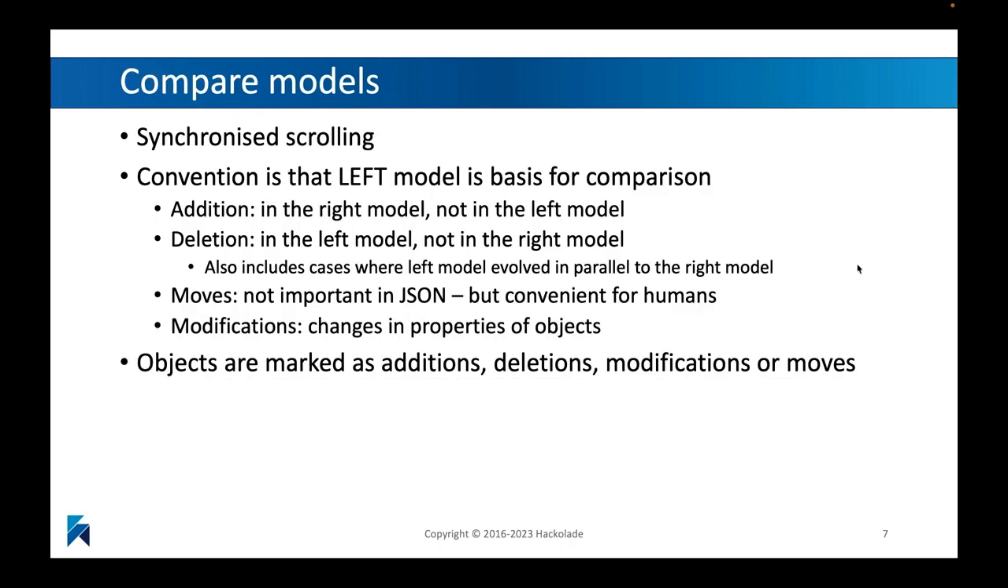The comparison screen will offer you synchronized scrolling capabilities, and the convention will be that the left-hand model is the basis. So if the left-hand model contains fewer attributes than the right-hand model, then that will be an addition. There's something being added to the model. If the left-hand model contains more properties or objects than the right-hand model, then that means that there's a removal or a deletion. The comparison scheme will also identify moves, where things are positioned in the model, and modifications to the properties of objects, obviously.